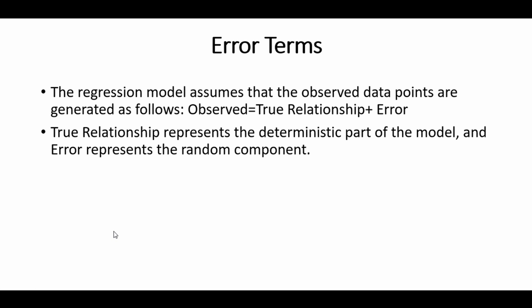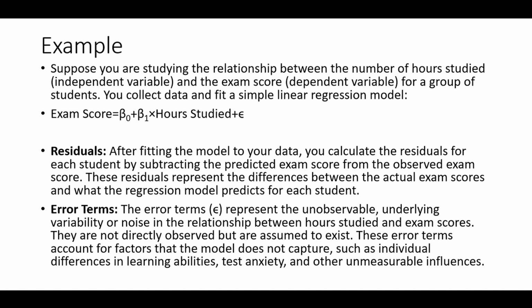The regression model assumes that the observed data points are generated as follows: observed values equal the true relationship plus error. The true relationship represents the deterministic part of the model, and error represents the random component. Let's take an example.